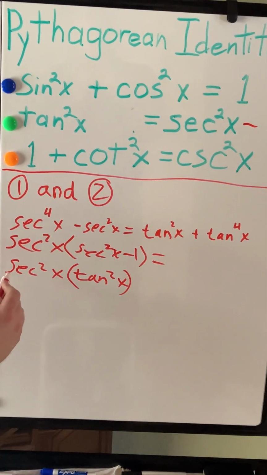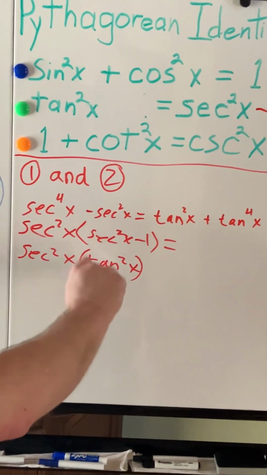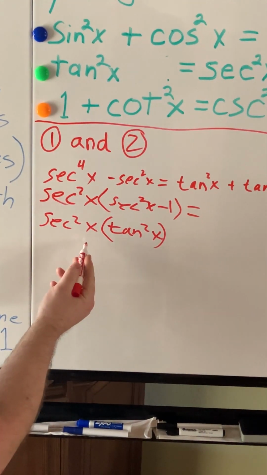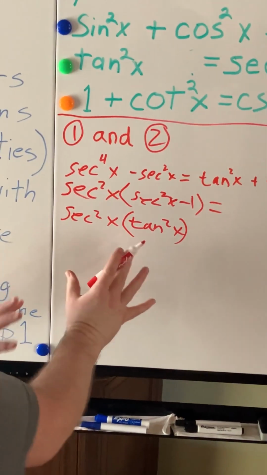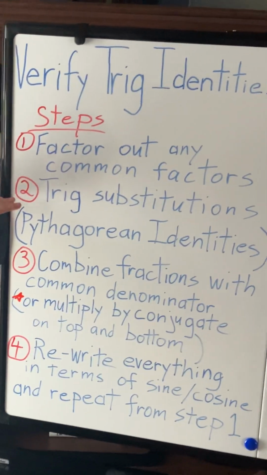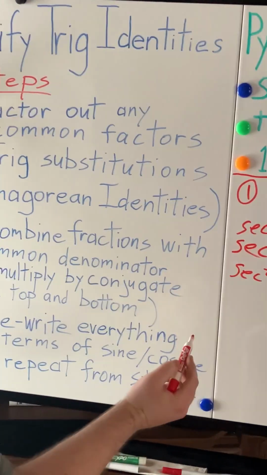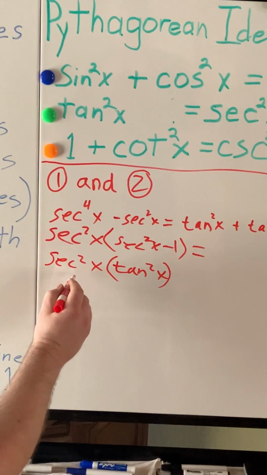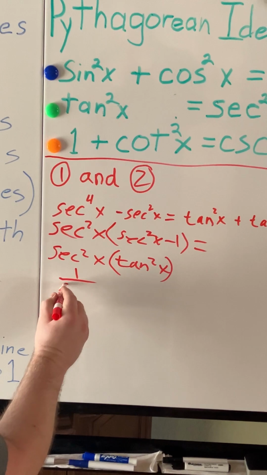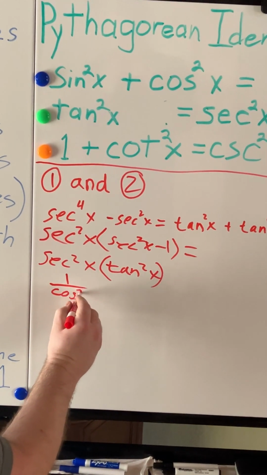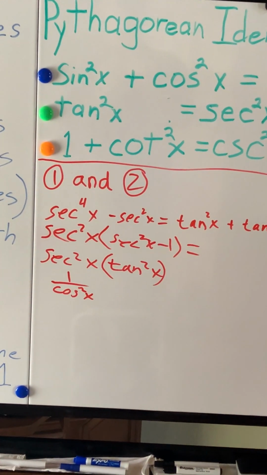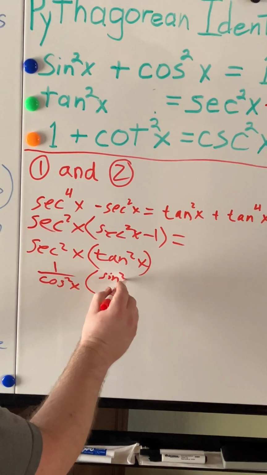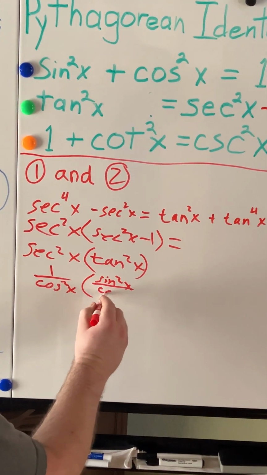Now, here's where you basically, either intuitively, you're going to know to do this right here, or even if you're not at that spot yet, as we go through these steps, you'll go, well, I can't do any of 1, 2, and 3 here. So naturally, I should rewrite everything in terms of sine and cosine. 1 over cosine squared x times sine squared x over cosine squared x.